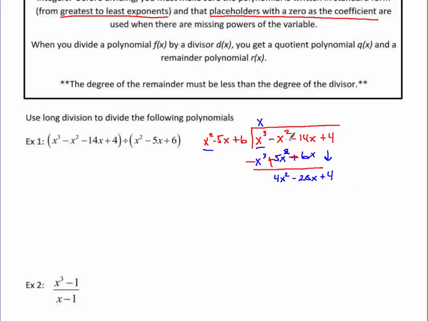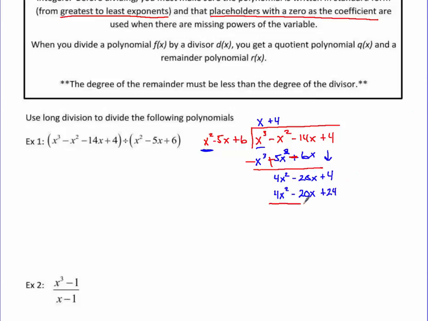And then we start over again. We ask ourselves, okay, what do I have to do to this first term, this x squared, to get a 4x squared? And the answer is, I have to multiply it by positive 4. So I put a positive 4 up here. So now I'm going to do 4 times x squared, which gives me my 4x squared. Then I'm going to do 4 times negative 5x, which gives me my negative 20x. And then I'm going to do 4 times positive 6, which is going to give me plus 24.